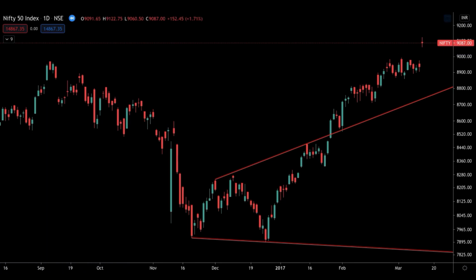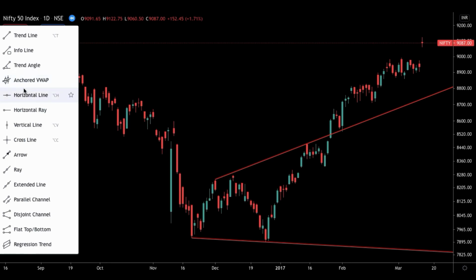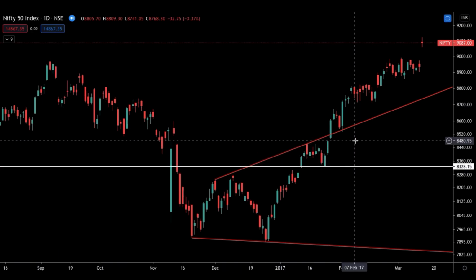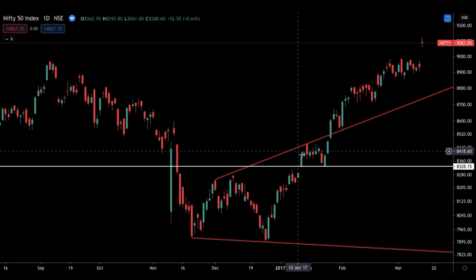Just one more thing, in this pattern we bought at this level, so our stop loss will be over here. Why over here and why not over here? Because the stop loss is below the previous high, and the previous high is here.